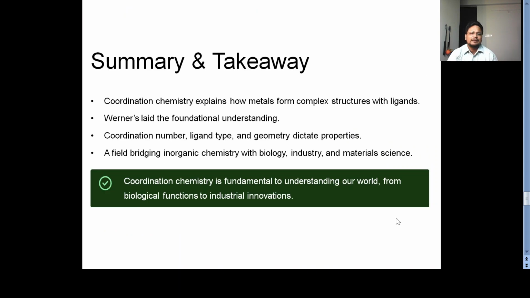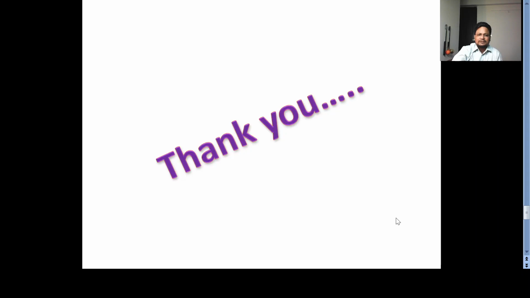Now, summary and takeaway. Coordination chemistry explains how metals form complex structures with ligands. Werner laid the foundational understanding. Coordination number, ligand type and geometry dictate properties. It helps bridge inorganic chemistry with biology, industry and material sciences. So coordination chemistry is fundamental to understanding our world, from biological function to industrial innovation. Thank you.